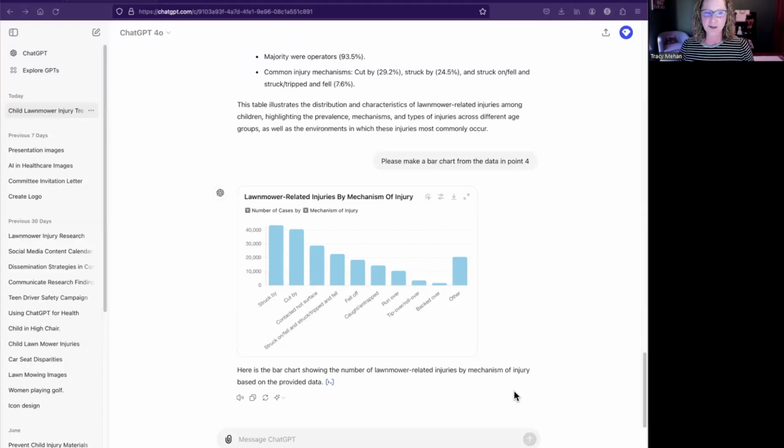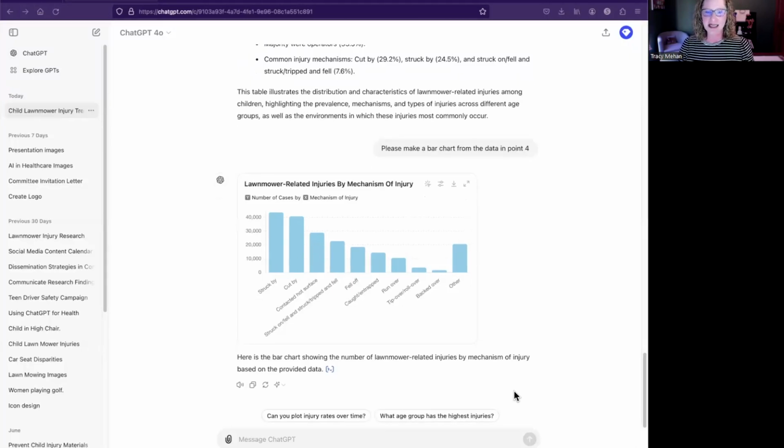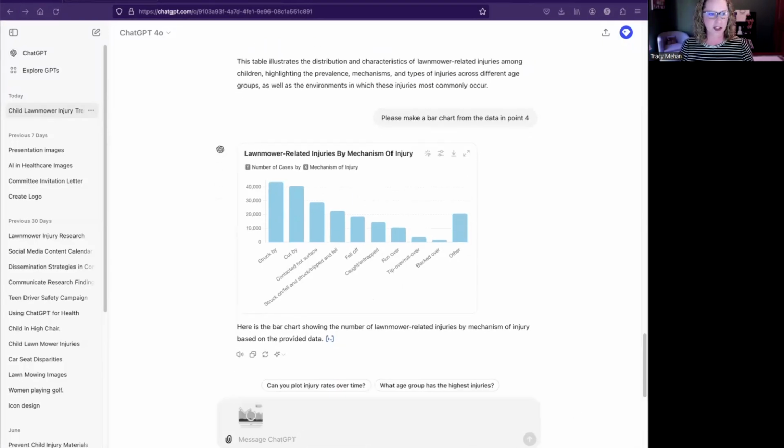I also wanted to point out, if you've noticed, I asked it, please make a bar chart from the data. It's iterative. You don't have to say to go back to the paper every time. So you can almost use this as like somebody you're having a conversation with. Okay, another option is a chart. And I just wanted to show what it does with this.